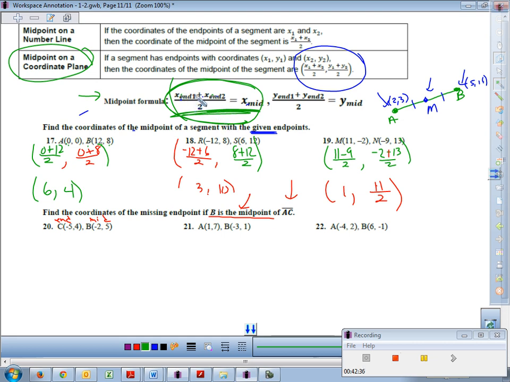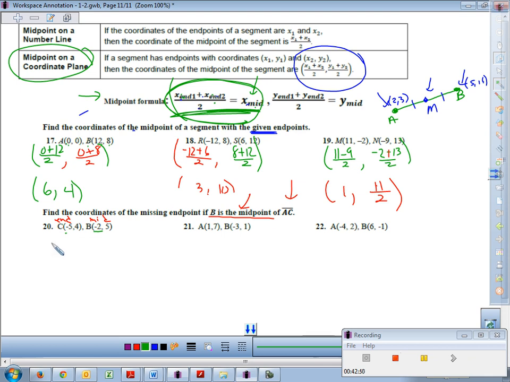Doesn't this say x end 1 plus x end 2 over 2 equals x mid? Right? Here's the x value of the midpoint right here. Do you know it? What is it? It's negative 2. Isn't this the x value of the midpoint? This is the x value of one of the endpoints. Do you know the x value of one of the endpoints? It's negative 5. Do you know the other x value of one of the endpoints?